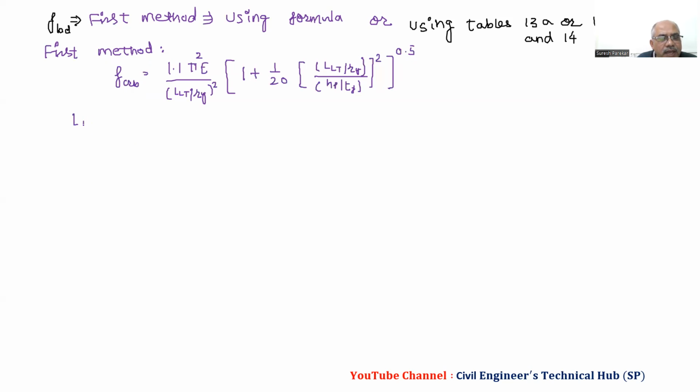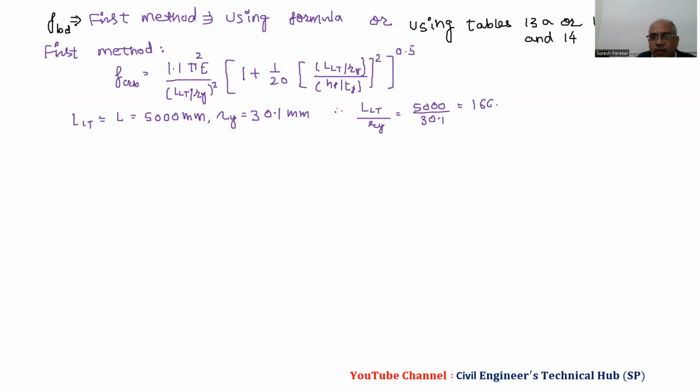Now LLT, we have effective span as it is simply supported. So we will say it as L, which is 5000 millimeters. And RY already we have seen 30.1 millimeters. And from this we will get LLT upon RY, which is equal to 5000 upon 30.1, and we will get this value 166.11.